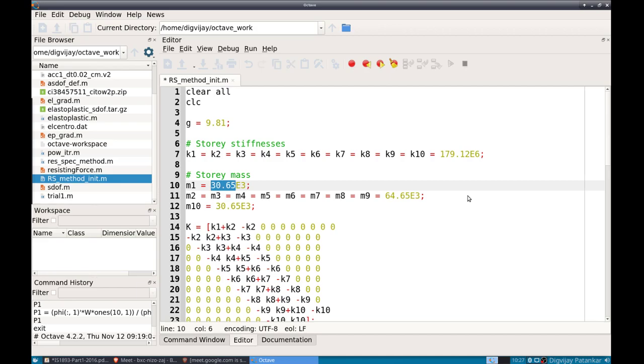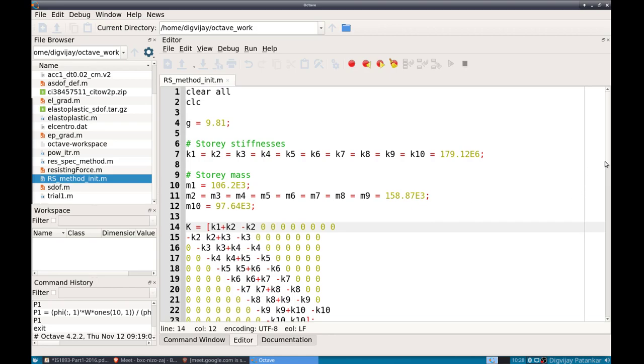Okay, and story mass, how much is it? 106 something, you said. Yes, sir. 106.2. Okay, and then here, 158.865. Okay, and what about this 97 something? 97.64. Okay. So change these values in your code as well. These are the story stiffnesses and masses.